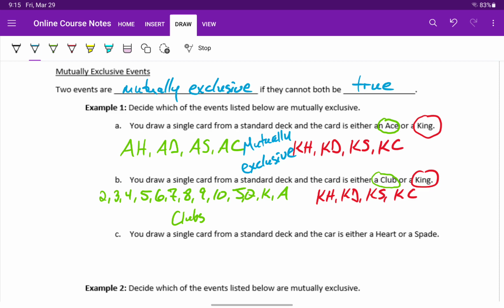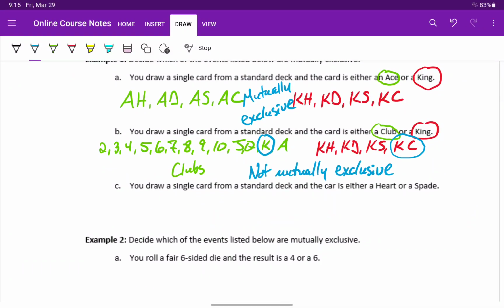In this case, we do have overlap between these two different outcomes. So when we look at our list of kings, we have the king of clubs as one of those options. And in our first group, we had a king that was the king of clubs. So that outcome can occur in both of these groups. There's overlap between these two groups, so these are not mutually exclusive events. We have an outcome that can fit both of those categories.